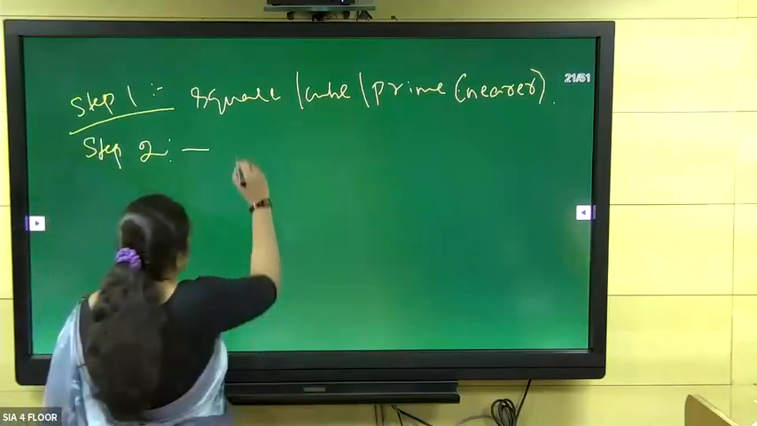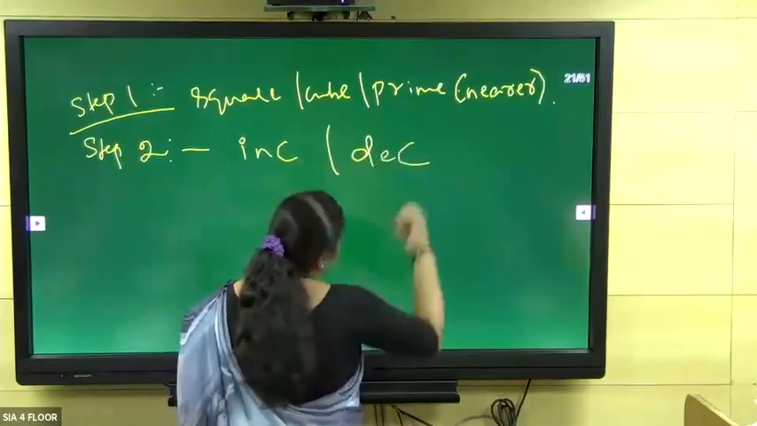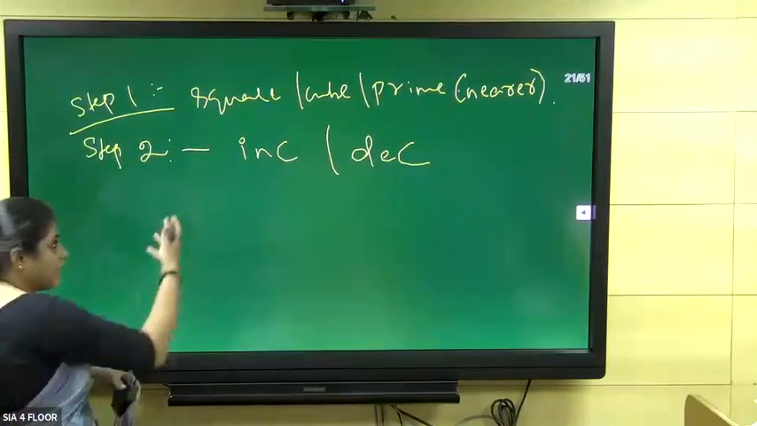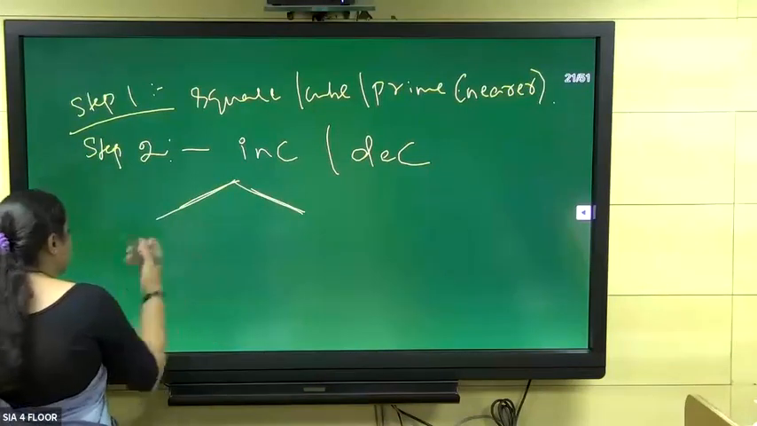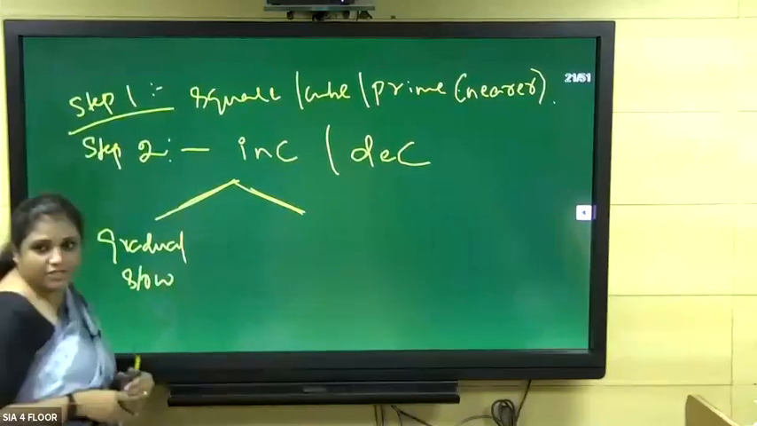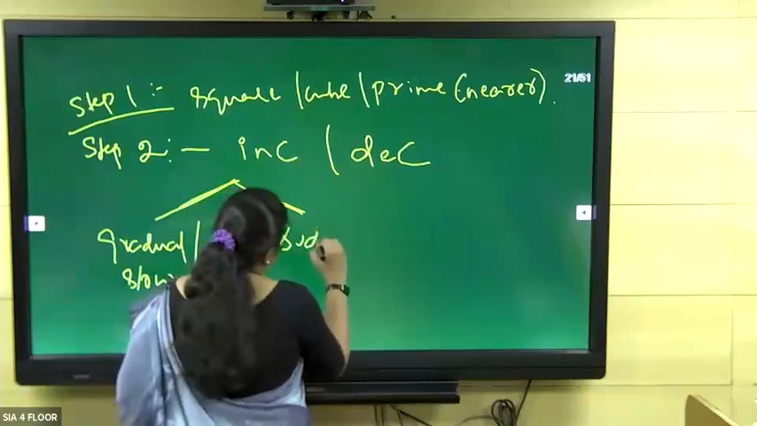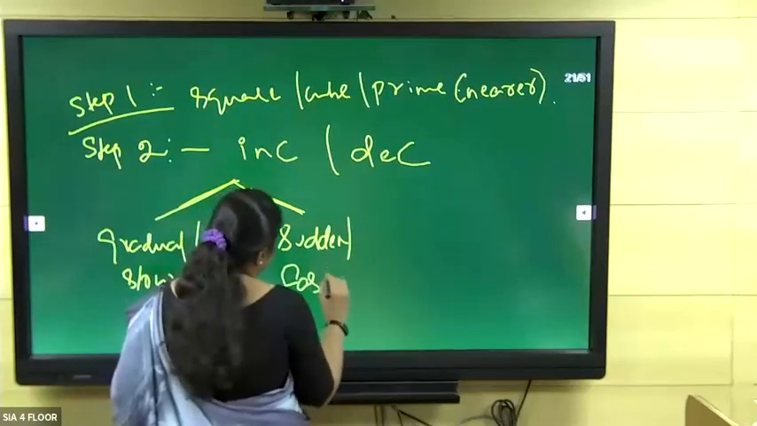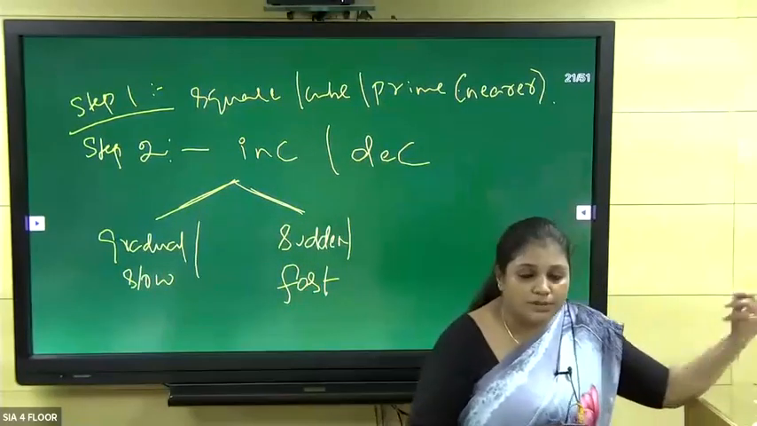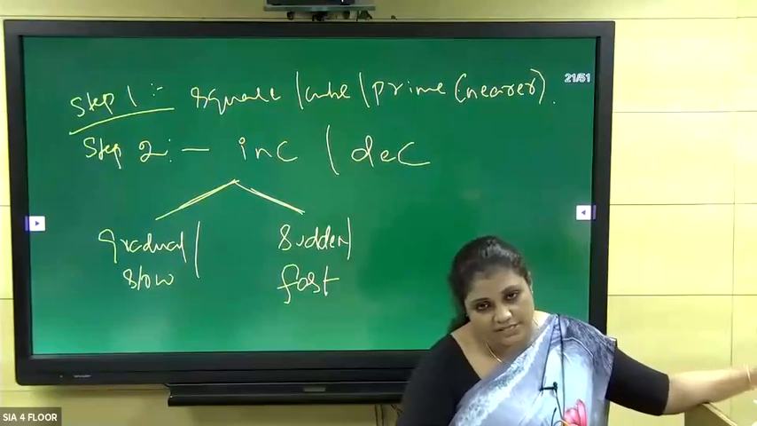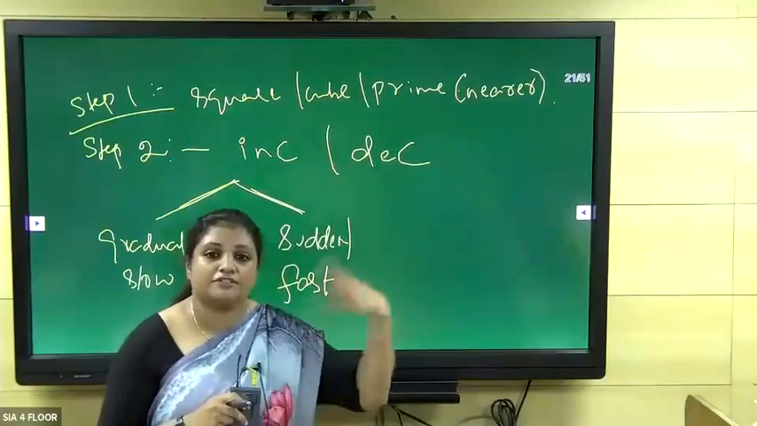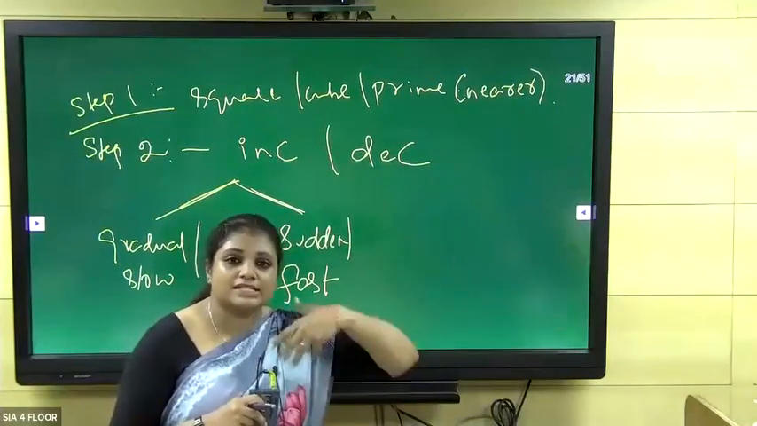We are checking whether the sequence is increasing or decreasing. If it is an increase, there are again two kinds: one is gradual or slow, the other is a sudden or fast increase. For example, 2, 4, 6 is a gradual increase. If I give you 4, then 164, then 604, that is a sudden increase.